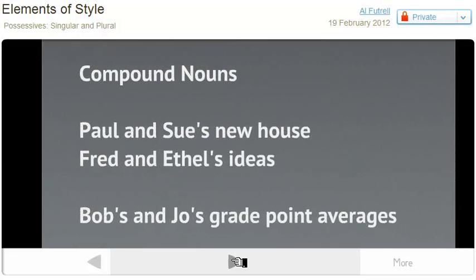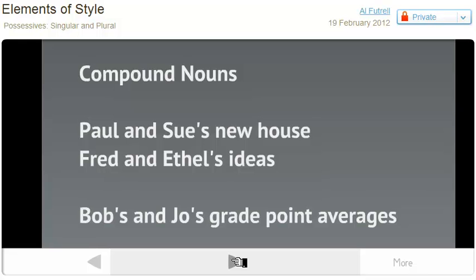Sometimes we also have difficulty with compound nouns. They're a little confusing. We have Paul and Sue's new house. Notice we just have an apostrophe S after Sue, but not after Paul. Same thing is true with Fred and Ethel's ideas. Apostrophe S after Ethel, but not after Fred. Why? That's because they own these things together. Paul and Sue got that house together, so there's only 1 house, so there's only 1 possession. And it's Paul and Sue owning it together, so we just say Paul and Sue's.